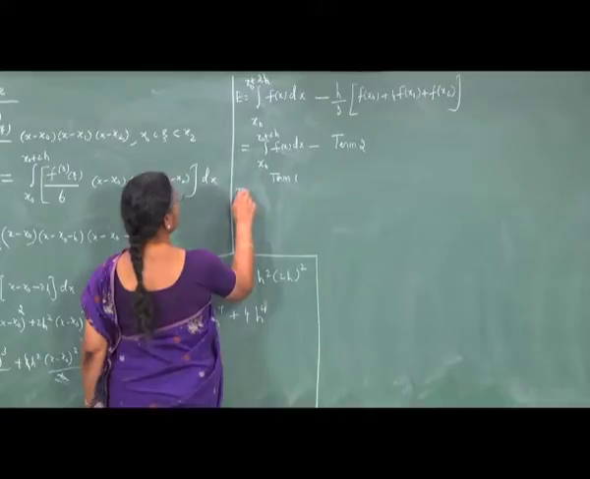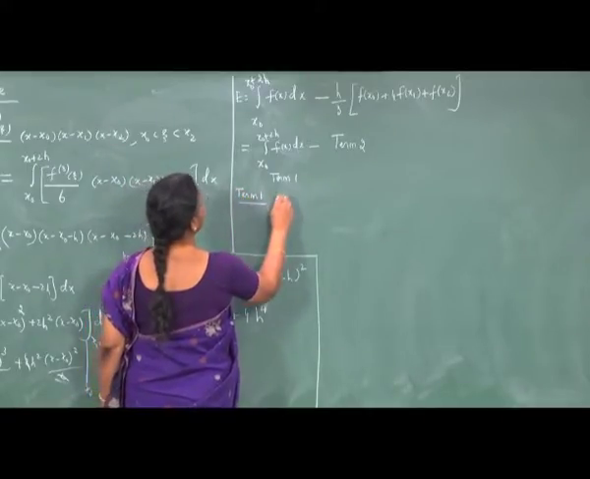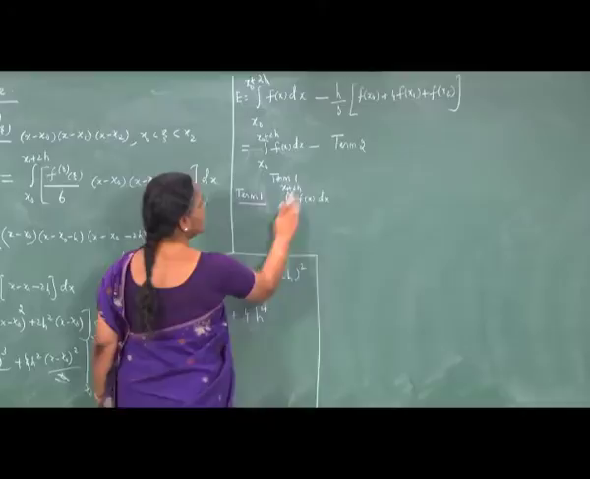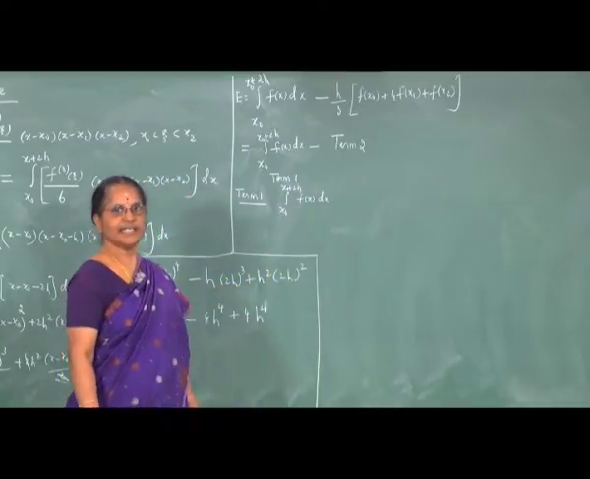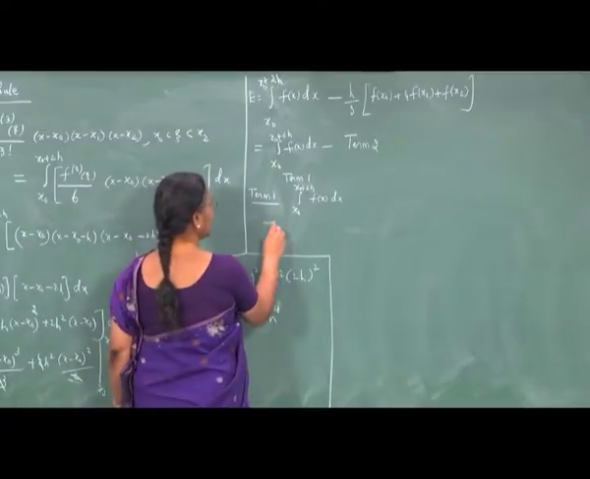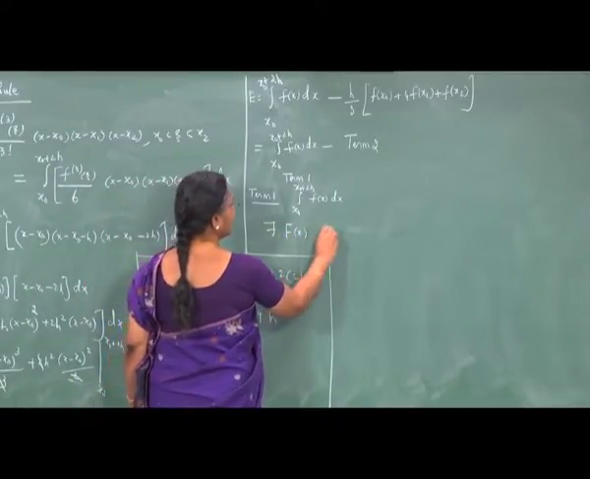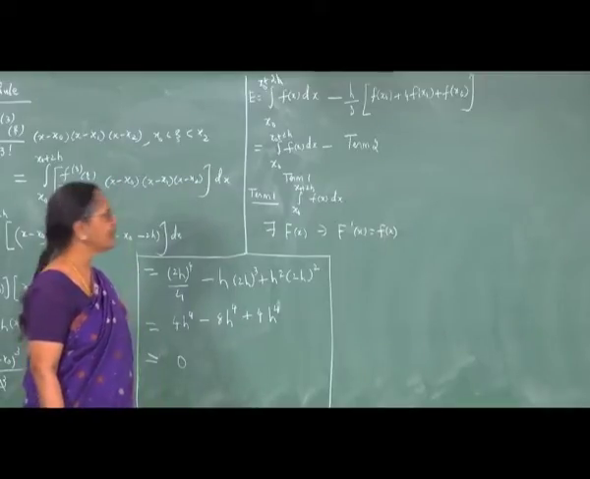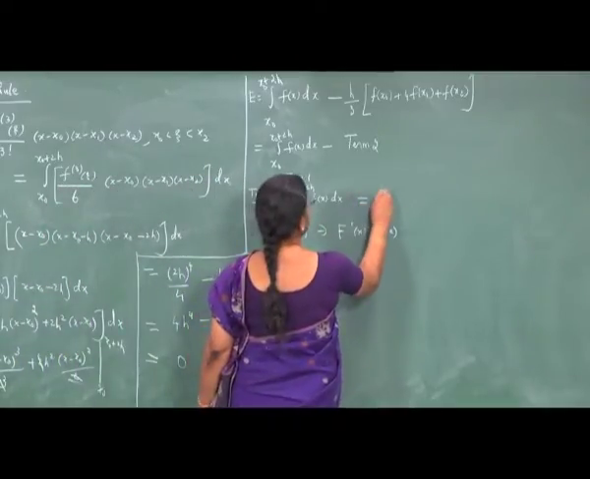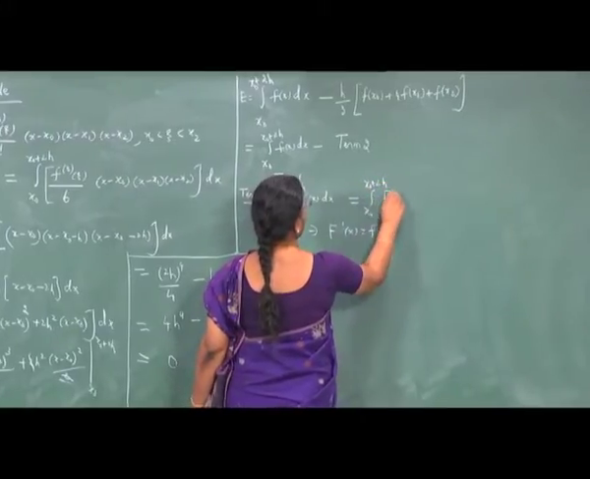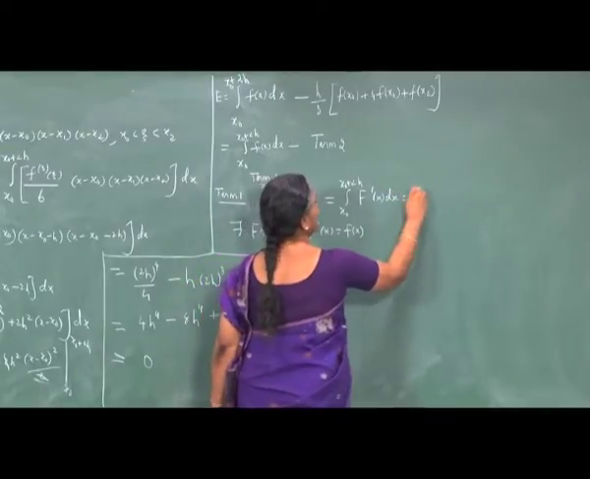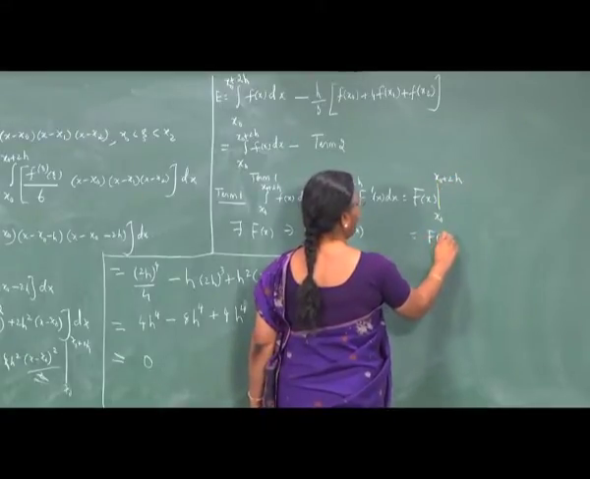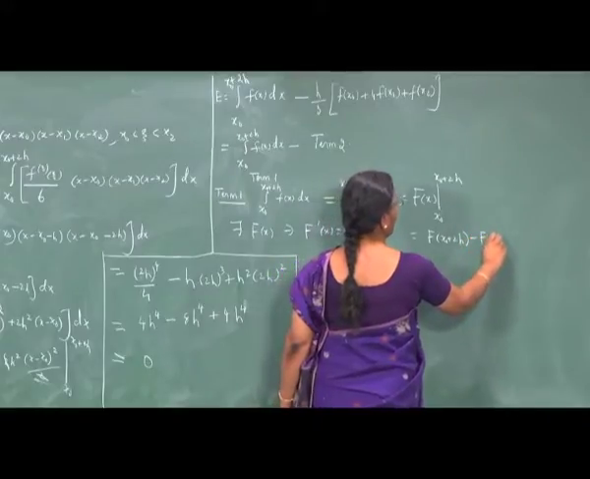So let us first do term 1. It is the integral from x0 to x0 plus 2h of f(x) dx. Now, this integral exists, f(x) is a continuous function, and therefore there exists a function capital F(x) such that F dashed of x is equal to small f(x) by the fundamental theorem of integral calculus. And therefore, this will be the integral from x0 to x0 plus 2h of capital F dashed of x dx, and that is F(x) between x0 and x0 plus 2h, and that is F(x0 plus 2h) minus F(x0).